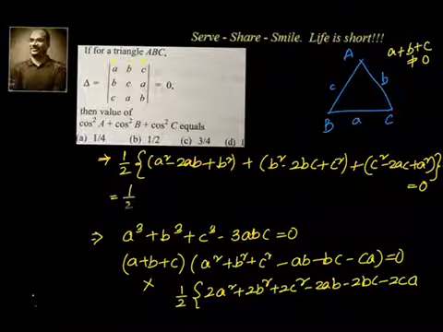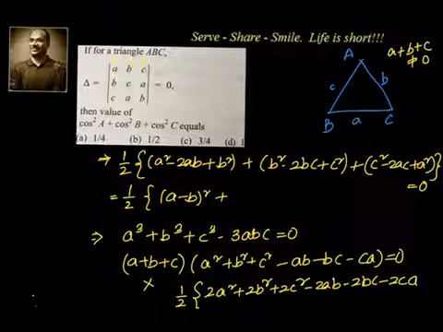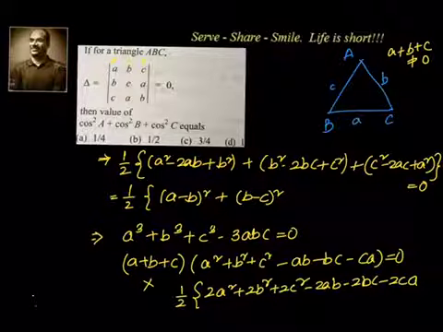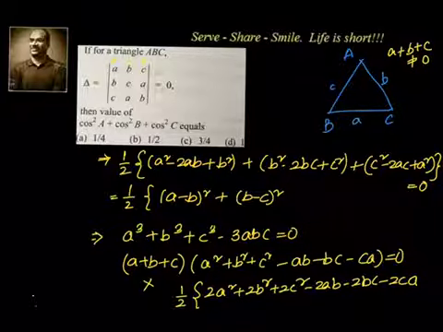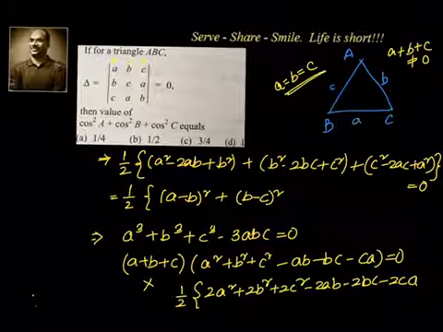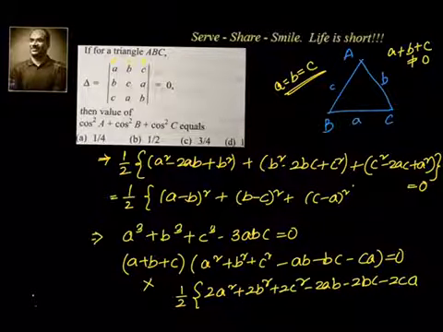That means we have half into A minus B whole square, and so on. You don't need to remember this derivation. Just remember, whenever A cube plus B cube plus C cube minus 3ABC equal to 0 and A plus B plus C cannot be equal to 0, that means A equal to B equal to C. That you have to remember. I'm just showing you how that comes. This is actually a 9th class problem we solved in NCERT.